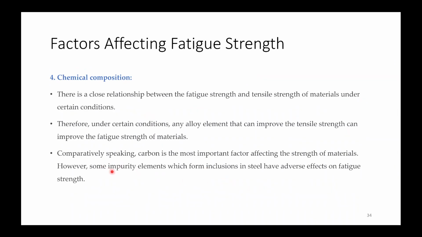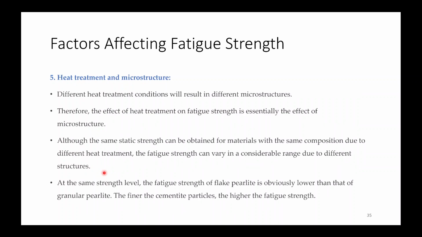Okay, so as it's written also here, some impurity elements which form inclusions, such as aluminium, can form alumina particles, and silicon can form silica particles. So these will have an adverse effect on fatigue strength. In case of heat treatment and microstructure, different heat treatment conditions will result in different microstructures. Therefore, the effect of heat treatment on fatigue strength is essentially the effect of microstructure.